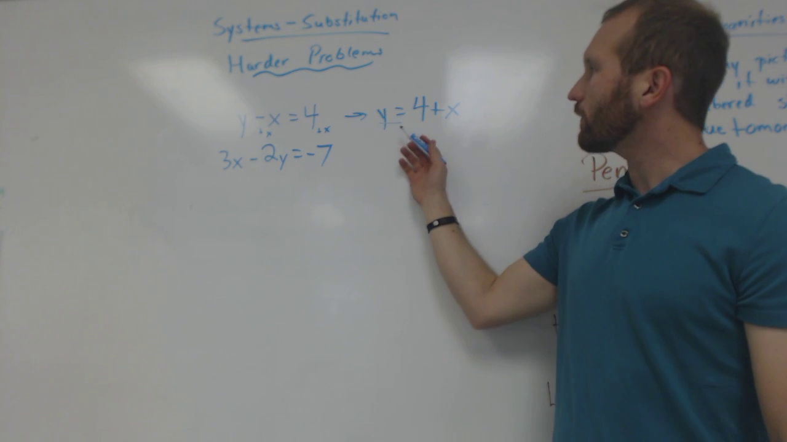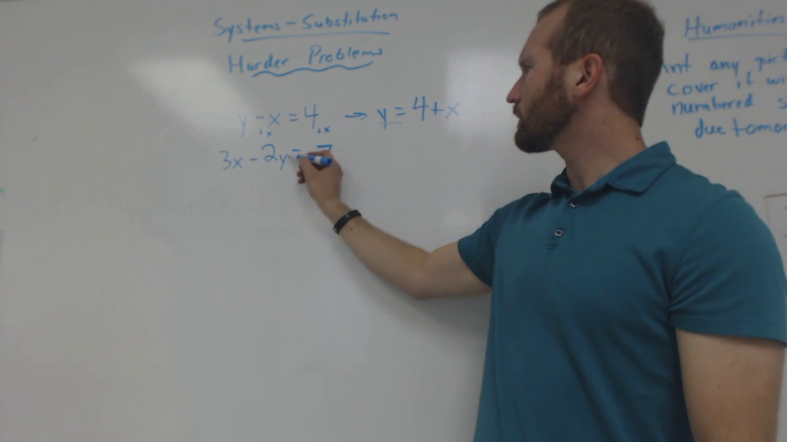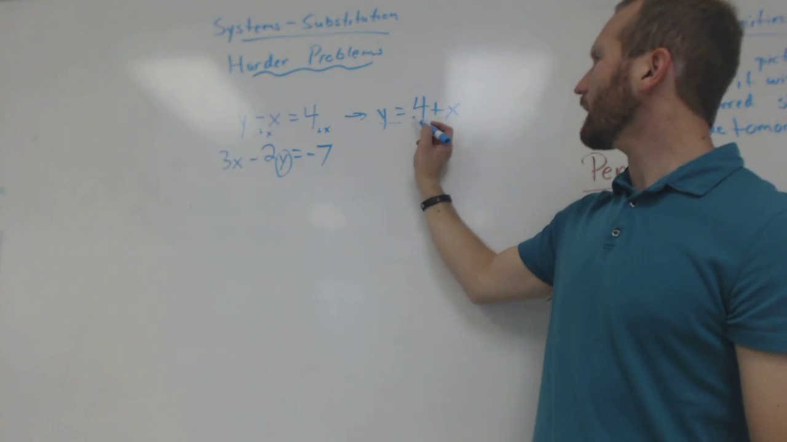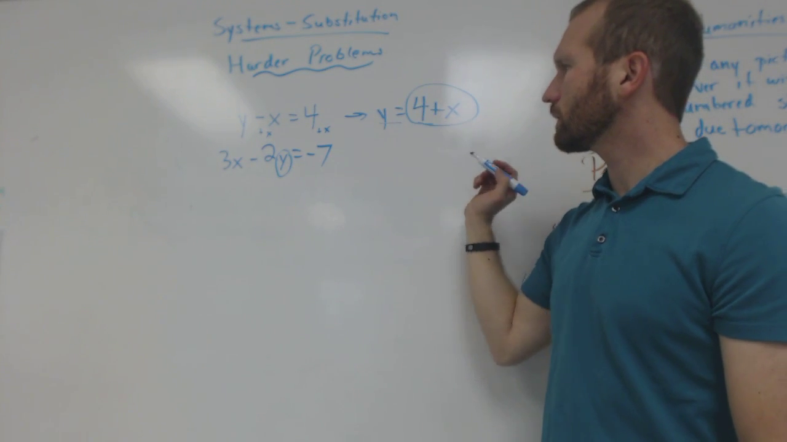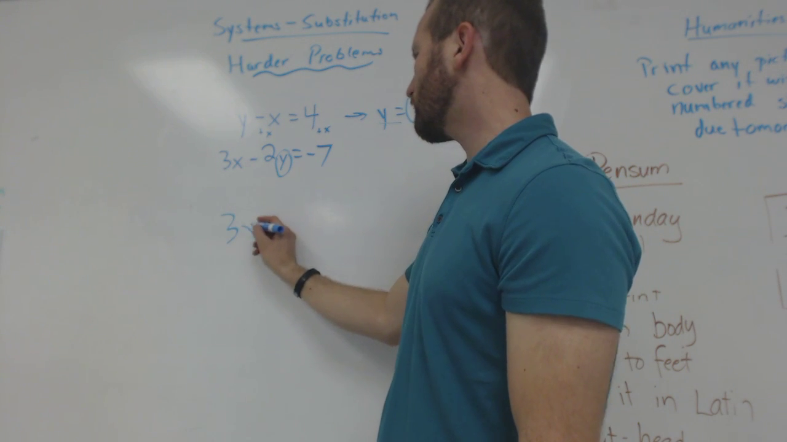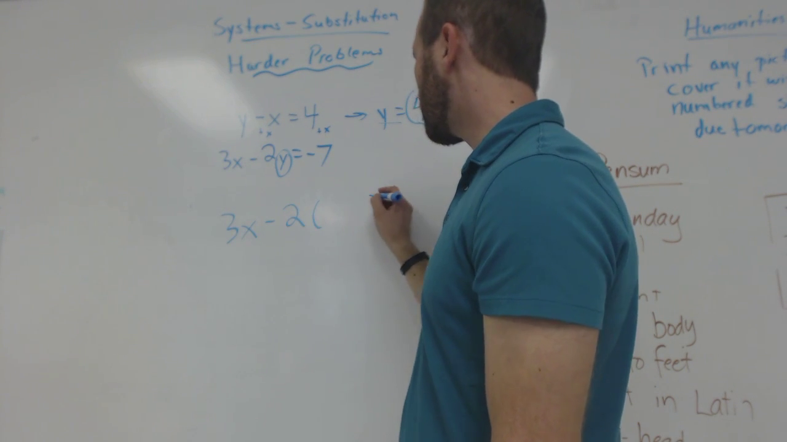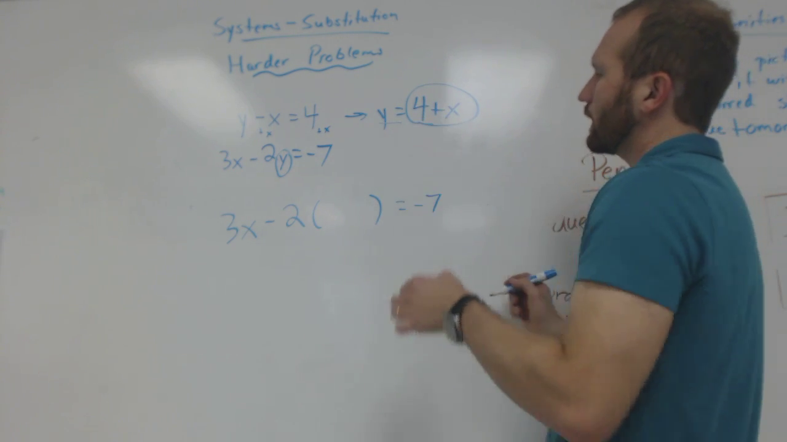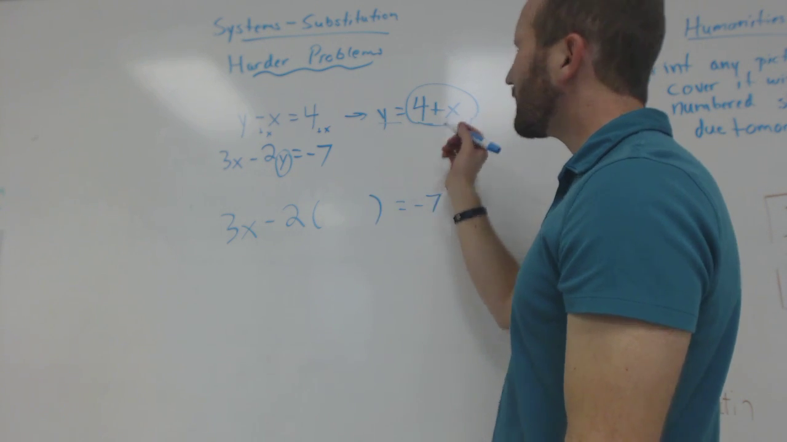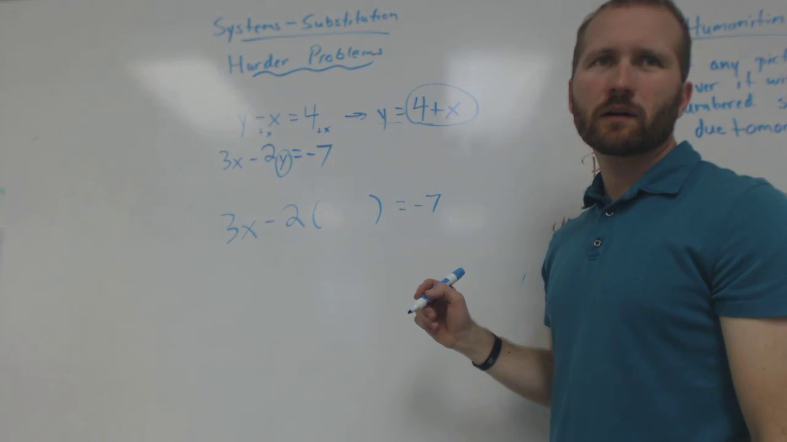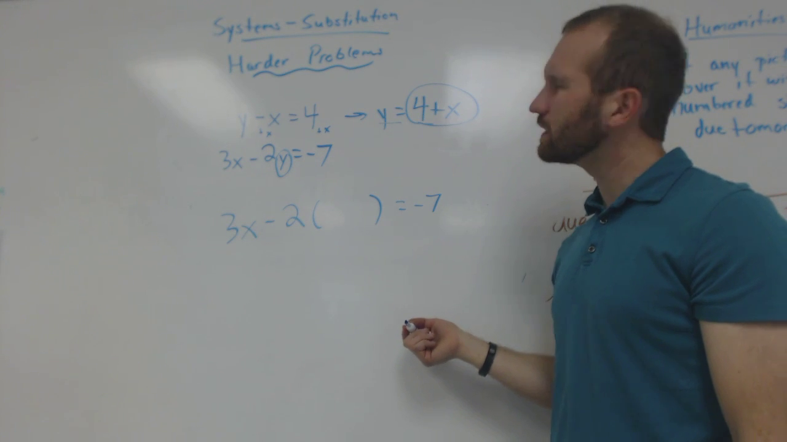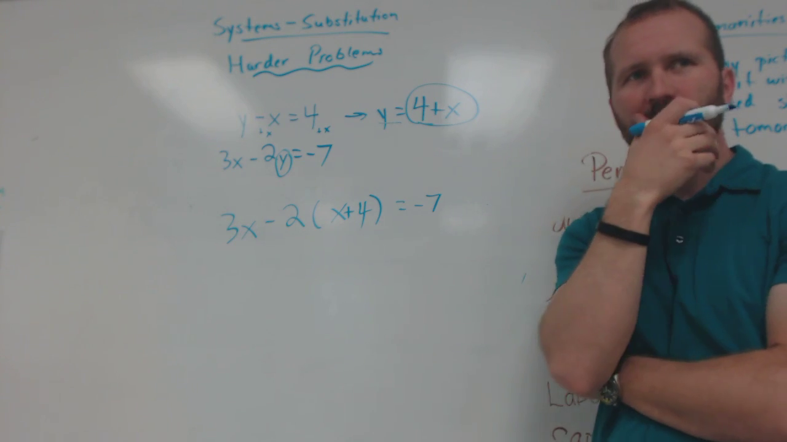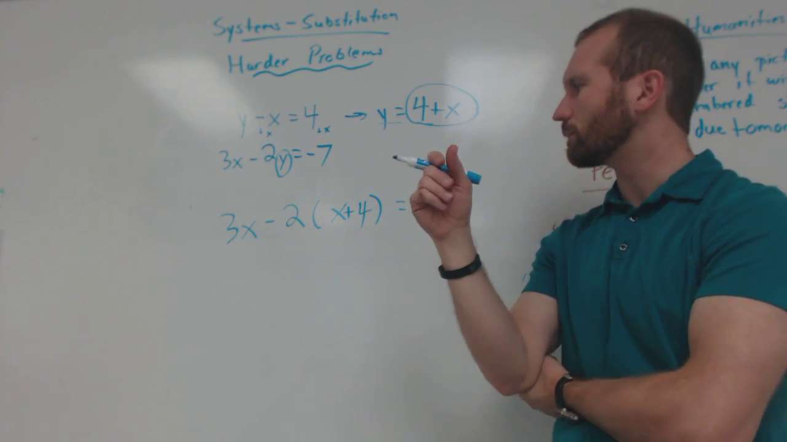So if I have y alone in this equation, let's find y down in the second equation. Instead of that, I'm going to write this. So let's rewrite the second equation: 3x minus 2 parentheses equals negative 7. Inside my parentheses, I'm going to write 4 plus x. Actually, I'm going to write x plus 4. Is that the same thing? Is x plus 4 the same as 4 plus x? Yes. It's addition, so I can switch them up.